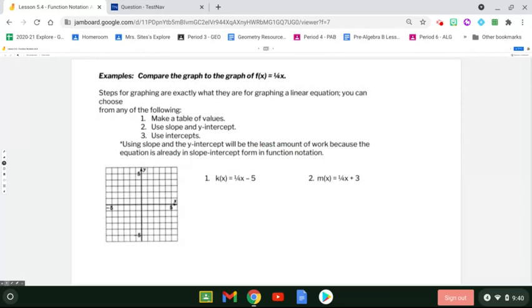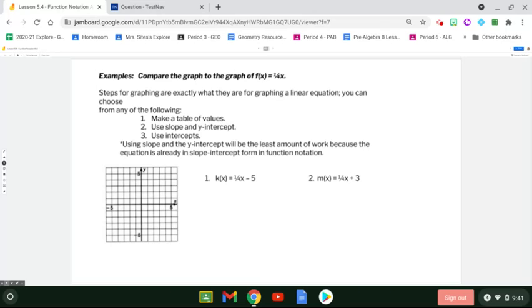Okay, so it says to compare the graph to the graph of f of x equals 1/4 x. So you can see your steps for making the graphs are exactly what they are for graphing a linear equation. You can choose any of the ways that you've done in the past: making a table of values, using slope and y-intercept, graphing with your intercepts. It's up to you whatever way you want to. I always prefer to do slope-intercept form, but we're going to be making some comparisons between those two graphs about how many units up or down they are shifted from the graph f of x equals 1/4 x.